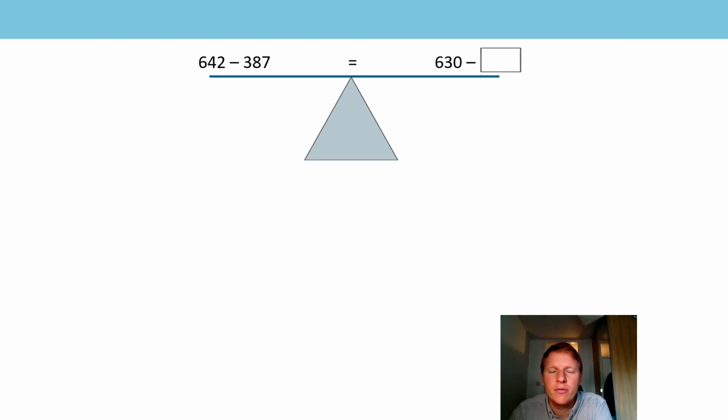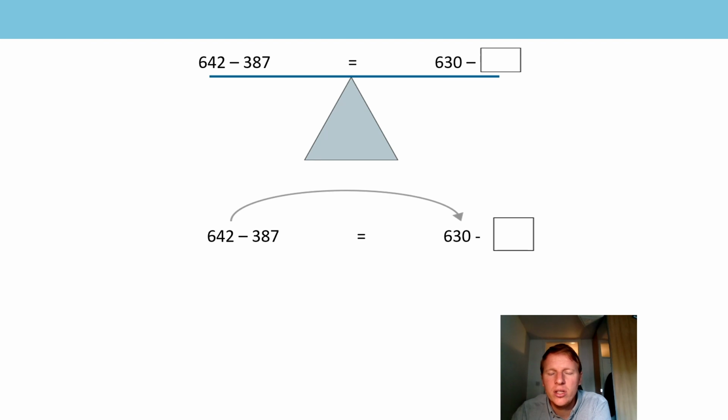This is what I was talking about before. I don't want to work out the difference between 642 and 387 and then try and work out what I do with that difference to 630. Instead, I want to think about the relationship between the minuends that I'm shown and use that to work out the unknown subtrahend. So let me write that equation as I've done before in a linear way. 642 subtract 387 is equal to 630 subtract something.